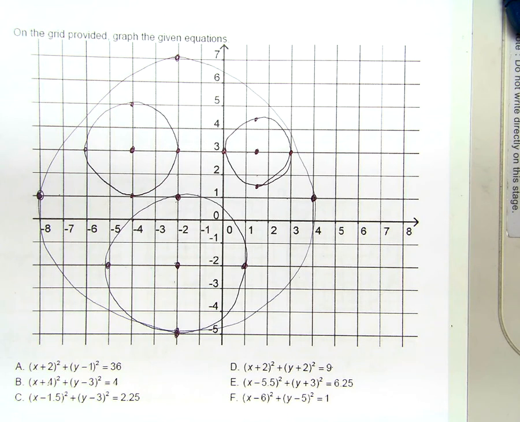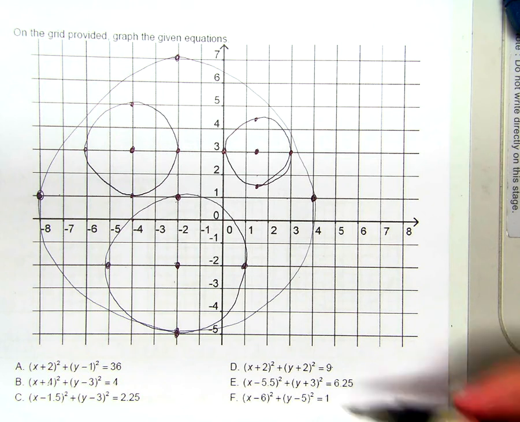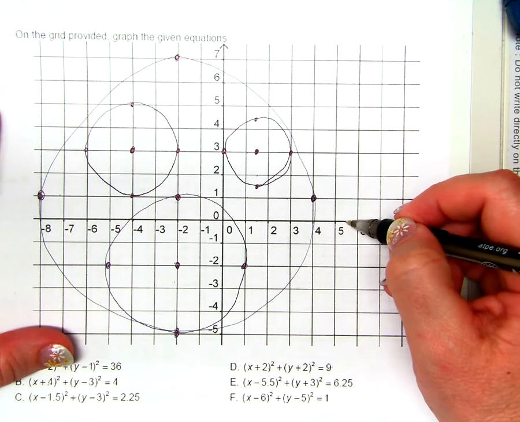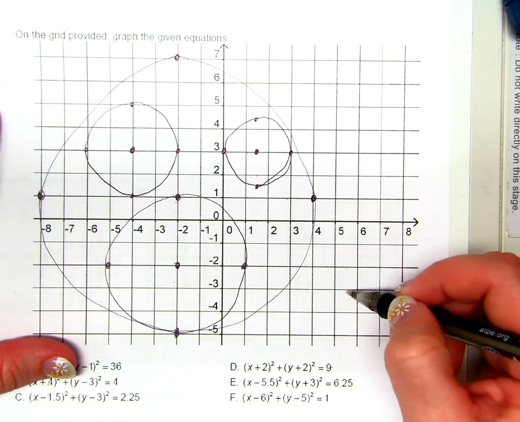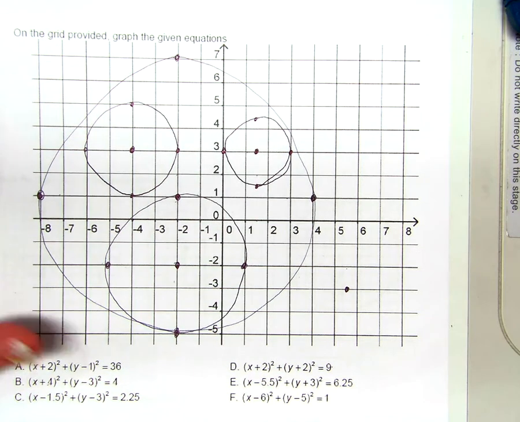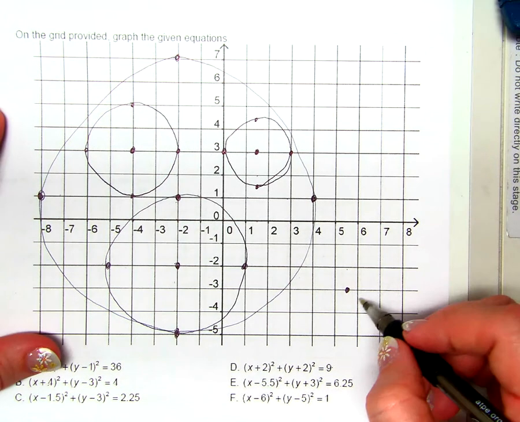Right, what about E? Everyone sees the bird? Great. What about E? 5.5, negative 3. What's my radius? 2.5.